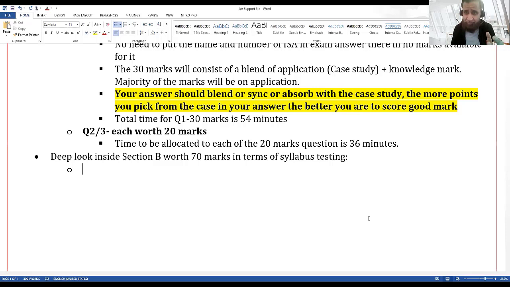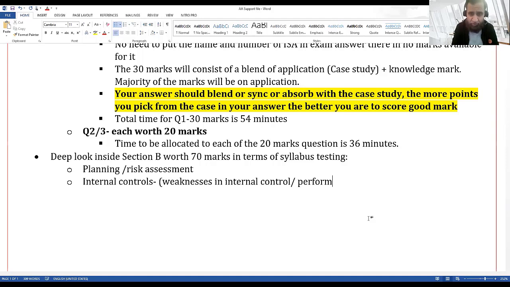Every time you look at section B, there has to be one question from planning and risk assessment. One question is for sure from planning and risk assessment, so a certain number of marks out of 70 will be allocated to it. Internal controls, it's very difficult to find a section B without internal controls. A question asking you about weaknesses in internal controls, or a question asking you to perform the test of controls, is quite a regular feature of section B. Then substantive procedures is quite a regular part of section B. That's basically audit evidence, right?